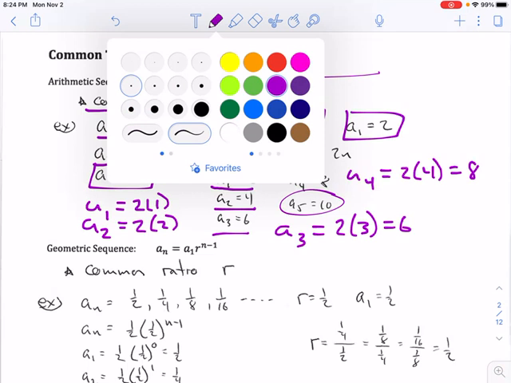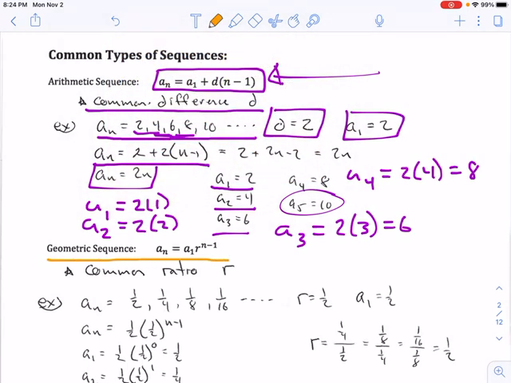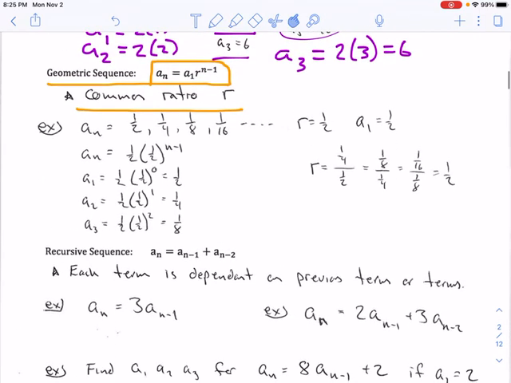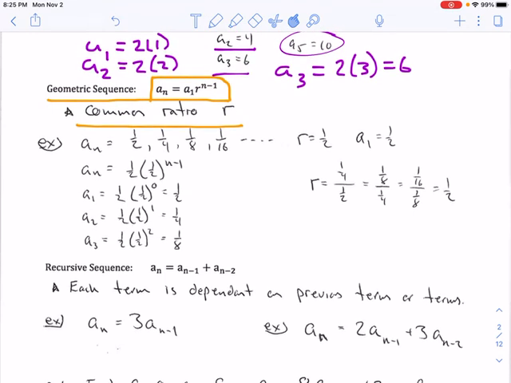The next common type of sequence that we want to look at is a geometric sequence. And the form of a geometric sequence is a sub n is equal to a sub 1, again, that would be the first term of the sequence, times r, which is the common ratio, to the n minus 1 power. So the common ratio r, first of all, we need to determine if there is a common ratio and what that common ratio is. So the way that we determine if there is a common ratio is by taking any two successive terms and dividing them. So that's what I did over here. I took 1/4, divided it by 1/2.